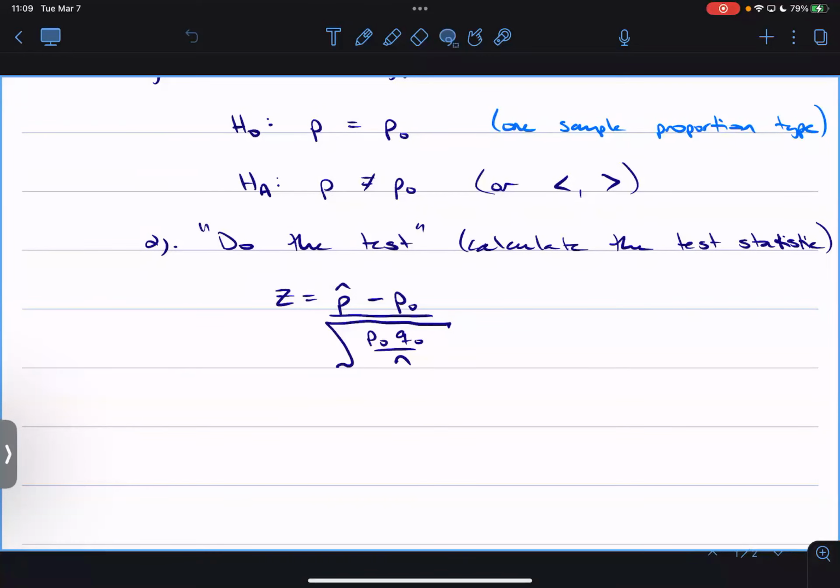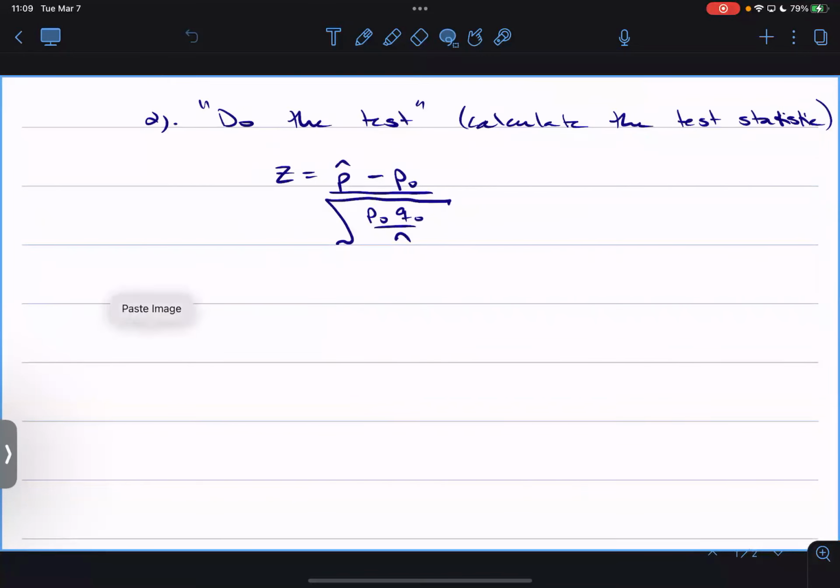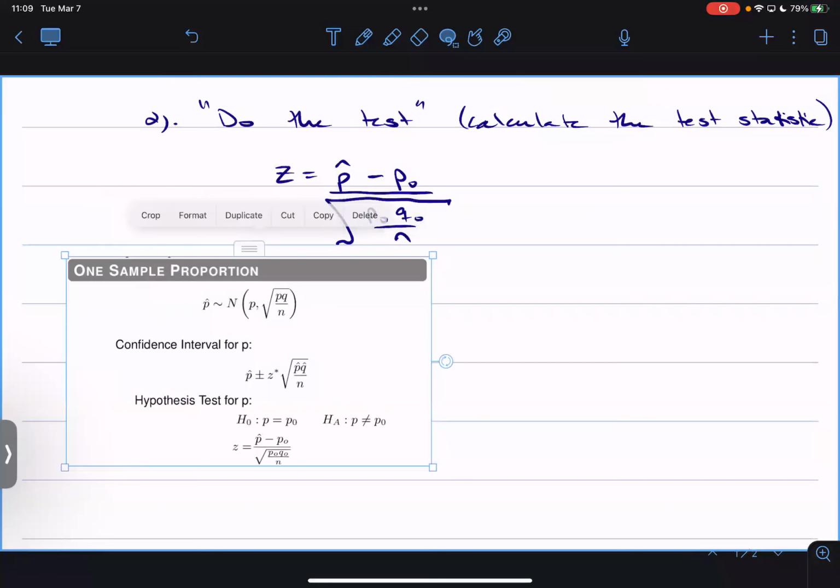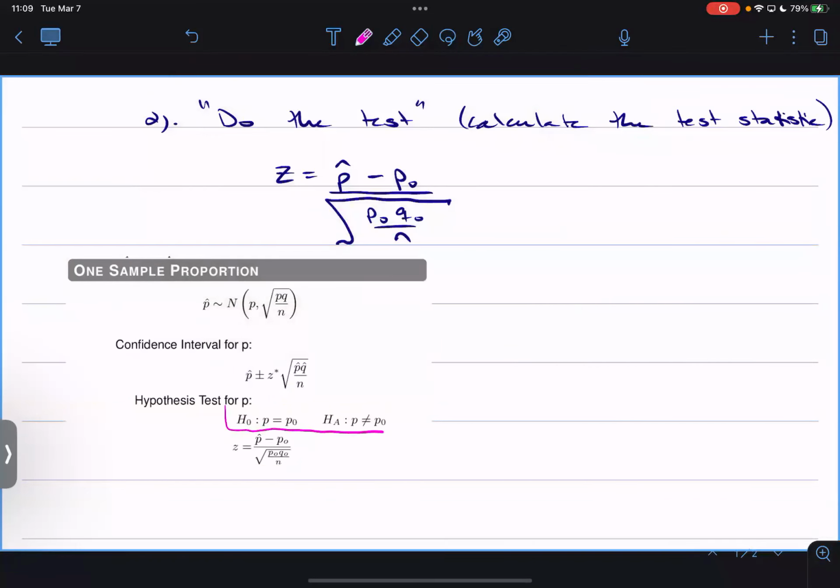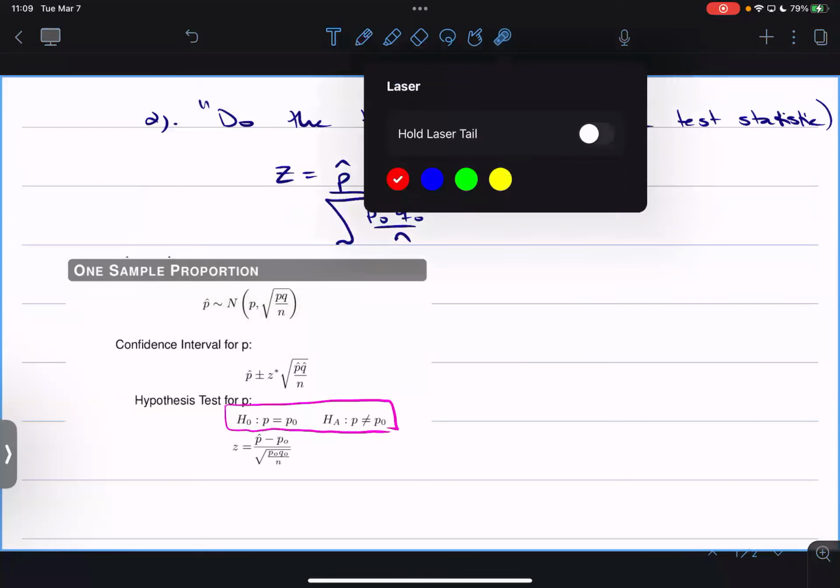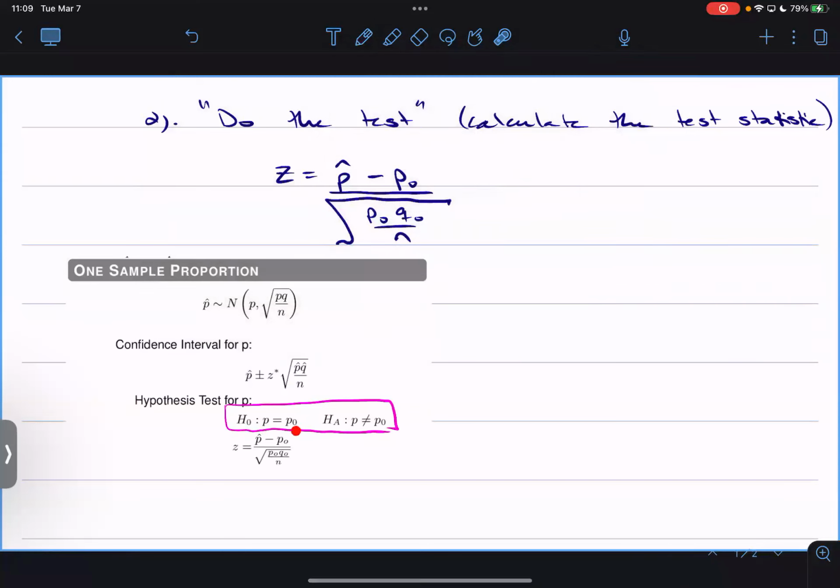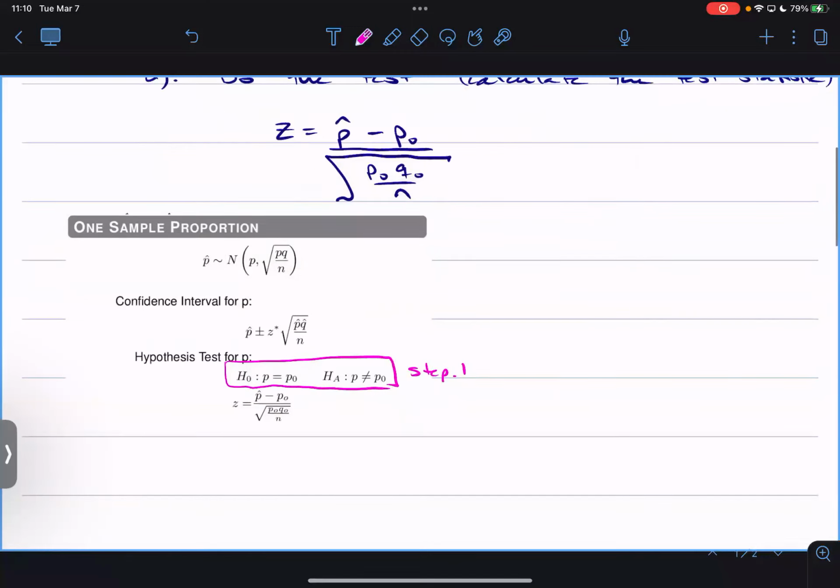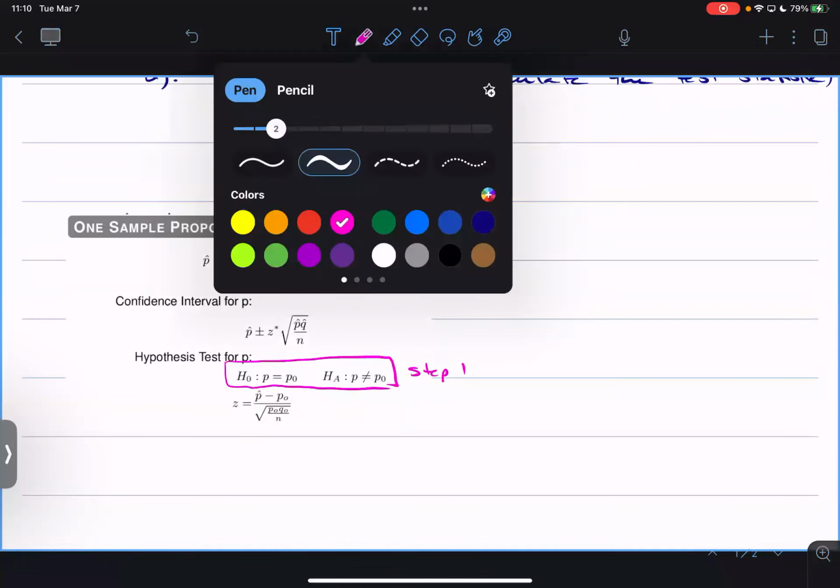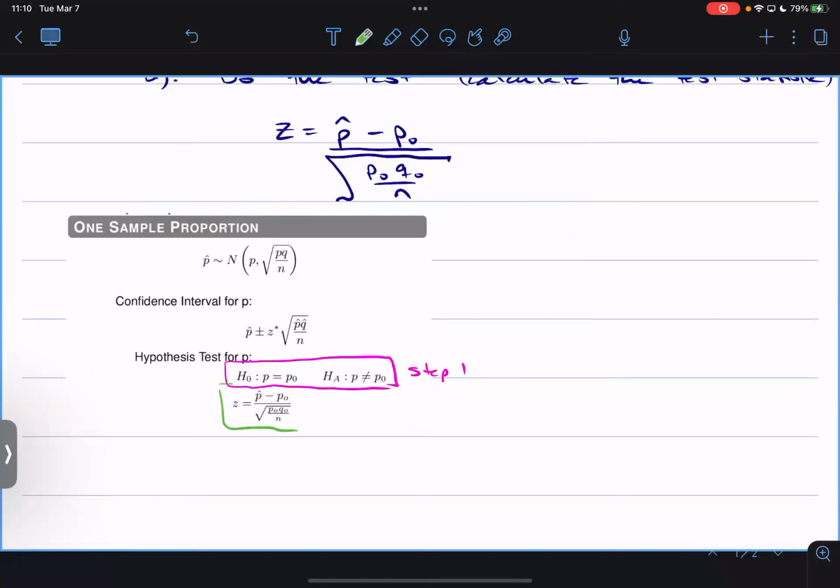So here, what I want to do is show you that here I give you step 1. You still have to read from the question and figure out what P naught is, right? That's going to be some number. Okay, so here, this is step 1. Oops, not period there. And this is step 2.